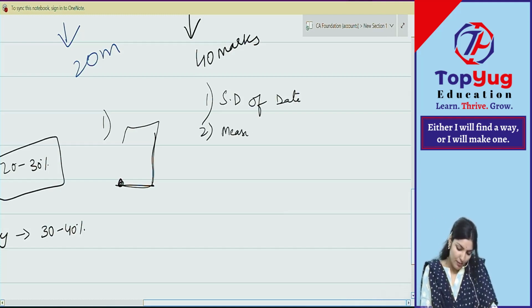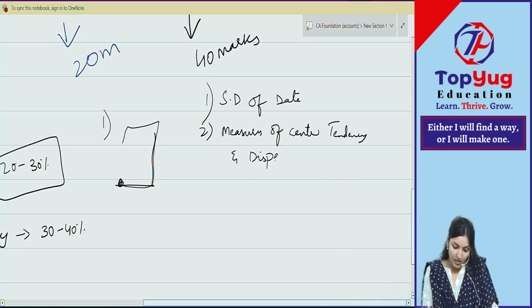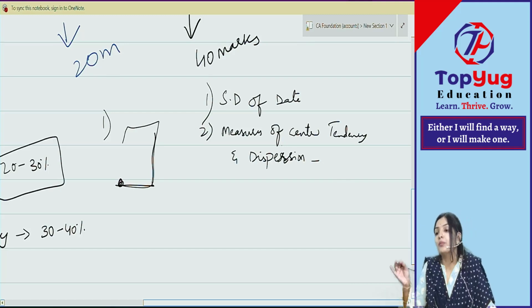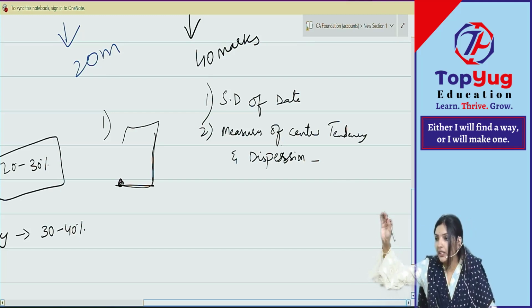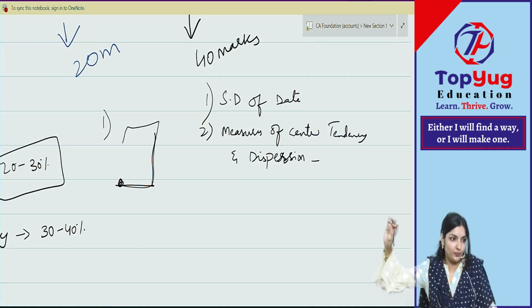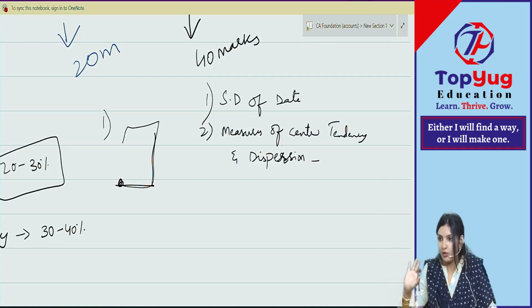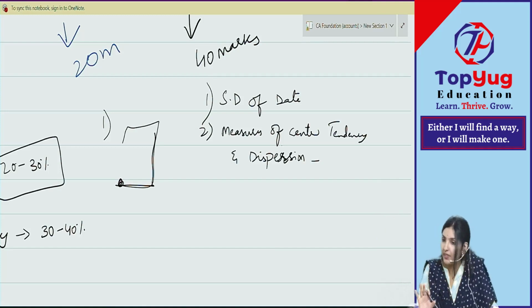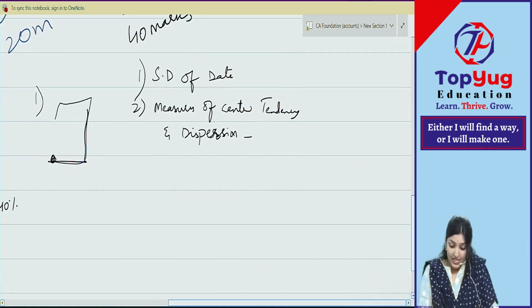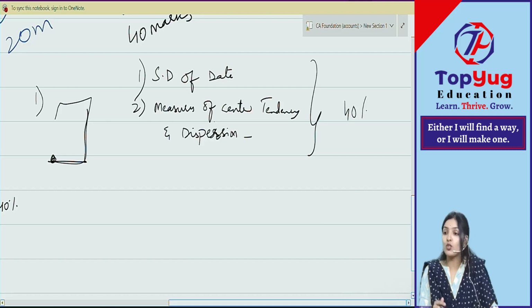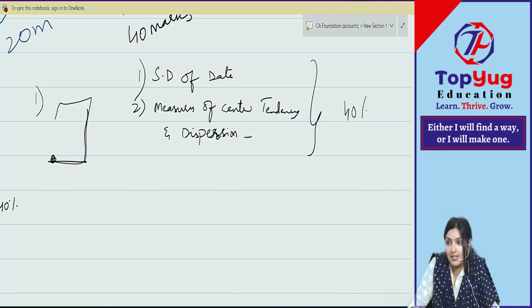Second one is measures of central tendency and dispersion. Not to confuse you, let me tell you more clearly: mean, median, mode, standard deviation, mean deviation, quartile deviation. These all would be there. That would be easy. It will not be difficult at all. This too will be accounting for 40% of 40 marks, that means 16 marks. Did you understand? So these two will be accounting.